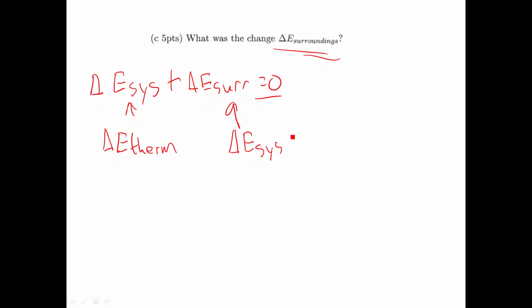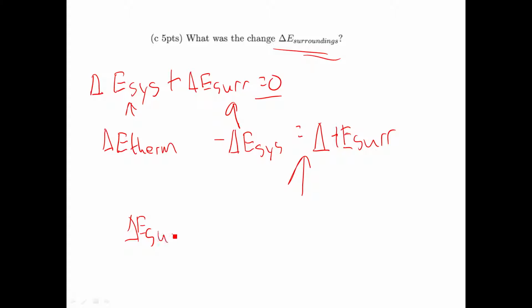Because what goes into our system has to come from the surroundings, right? If we take energy from the surroundings, it has to end up in our system. Sorry, so that should be negative delta E of our system equals delta E of the surroundings. So if we know this, it's delta E surroundings.